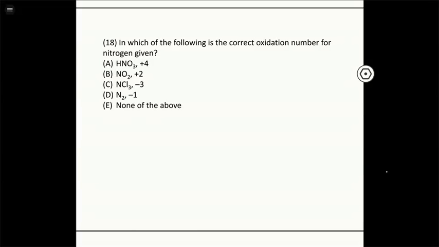So in the notes, we talked about how to assign oxidation numbers. And again, just like we saw for solubility rules, it's helpful to look at the obvious ones first. So let's assign the oxidation numbers for all these compounds. We're looking for which ones have the correct oxidation number for nitrogen. All right, so if we look at the first one, which is nitric acid, HNO3.